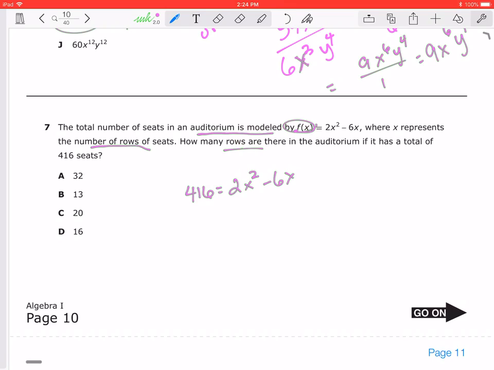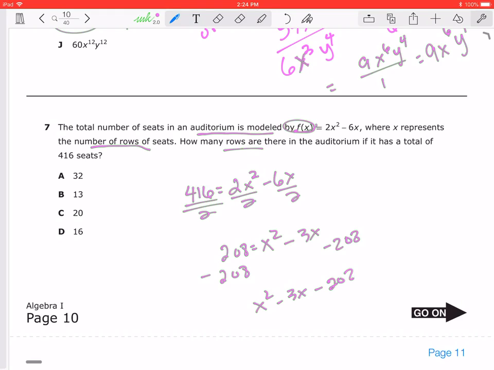There's one thing I noticed here. Everything's divisible by 2, so I'm going to divide everything by 2. Now that's going to give me 208 is equal to x squared minus 3x. Now, this looks kind of like a quadratic, right? Let's see what happens if I subtract 208. That's going to give me x squared minus 3x minus 208. I want to see if any numbers will go into 208, like they might be a factor. What are the factors of 208?